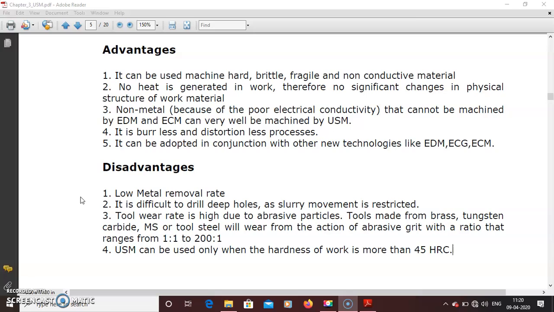In this, we can understand that there is no direct contact between the tool and workpiece, but in between we have abrasive slurry. Abrasive slurry is also solid particles, so it will wear from both sides. Basically, it will wear the tool as well as the workpiece. So if we use brass, it will wear out easily. But if we use tungsten carbide, then it will take some time. Then ultrasonic machining can be used only when the hardness of the work is more than 40 HRC. So for soft material we cannot use the ultrasonic machining process.